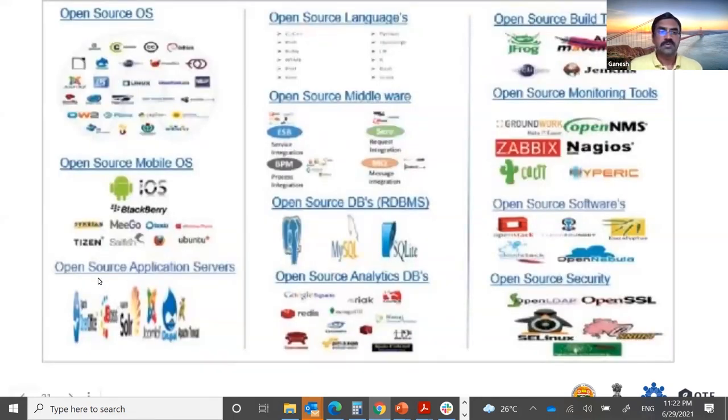But in addition to this, I would like to show the different versions when it comes to open source. Look at this, open source application servers. Sorry, it's a little blurry, but you can see it in your own slides. So open source mobile OS, and then you have the different applications running, open source middleware, the databases, analytics databases, even the open source security software. All these different components are available. There are plenty of tools, plenty of technologies available. It is up to us which one we pick.